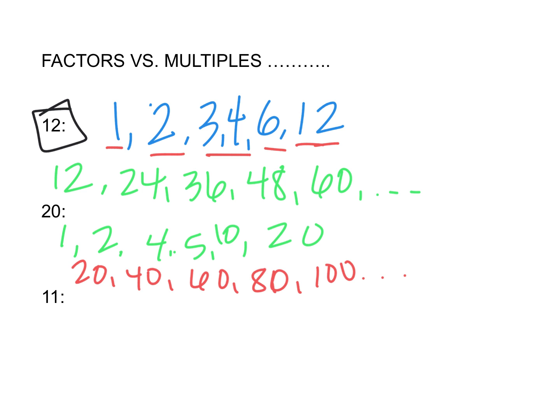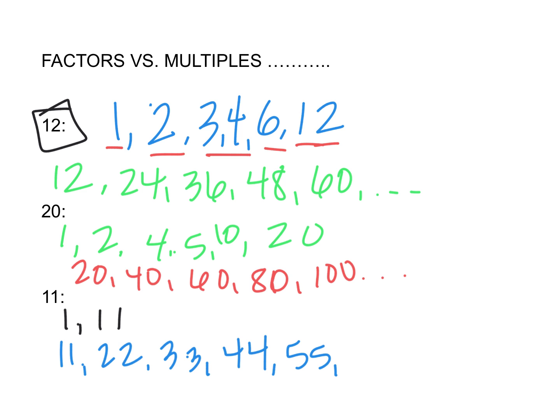Factors of 11 would be 1 and 11, because that's all that the numbers multiplied together to get to 11. But then the multiples would be 11, 22, 33, 44, 55, and so forth. So there's always multiples that go on and on and on of that number. The factors, remember, there could just be 2 or there could be more.